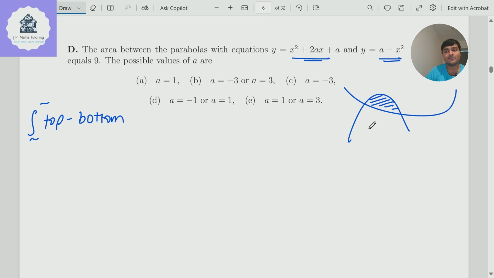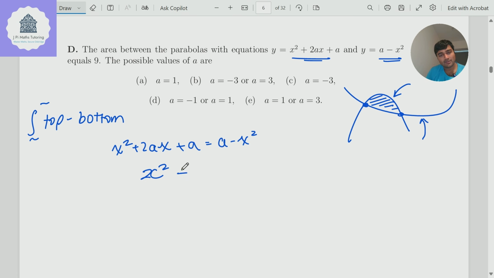So our top curve is going to be the negative parabola, and our bottom curve is going to be the positive parabola. To work out this area, which is going to be 9, we also need to work out these intercepts here as well. We're going to do that by setting these two curves equal to each other. So we get x squared plus 2ax plus a equals a minus x squared. If we cancel out the a's and the 2's, we get that x squared plus ax equals 0. And so factoring out the x, we get x equals 0 or x equals minus a.